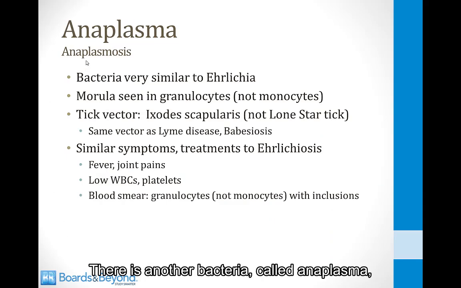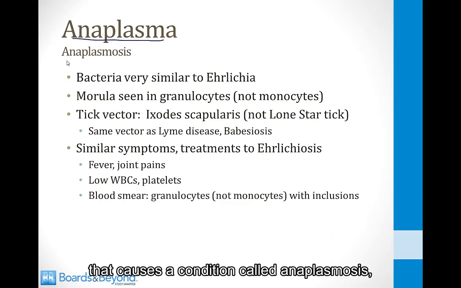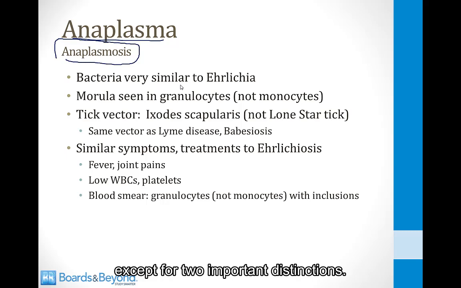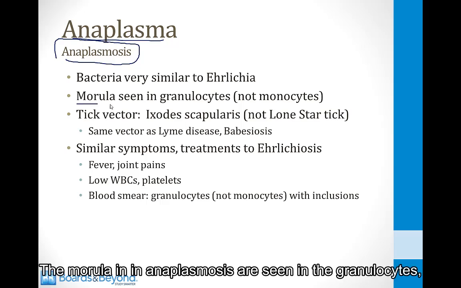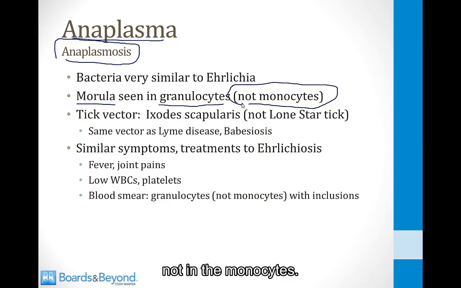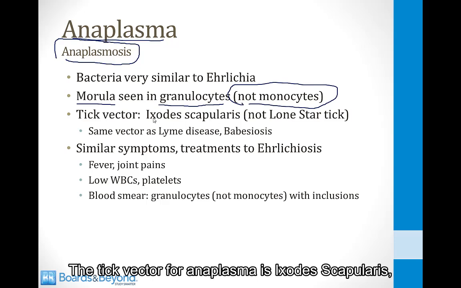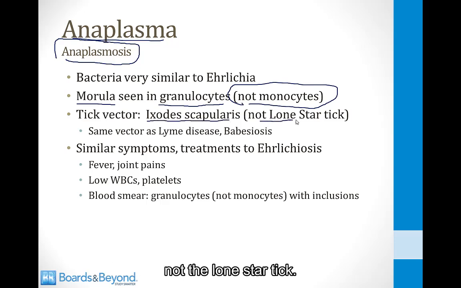There is another bacteria called Anaplasma that causes a condition called anaplasmosis, and this is a very similar bacteria to Ehrlichia, except for two important distinctions. The first distinction is the findings you will see on blood smear. The morulae in anaplasmosis are seen in the granulocytes, not in the monocytes. And then the second distinction is the tick vector. The tick vector for Anaplasma is Ixodes scapularis, not the Lone Star tick.